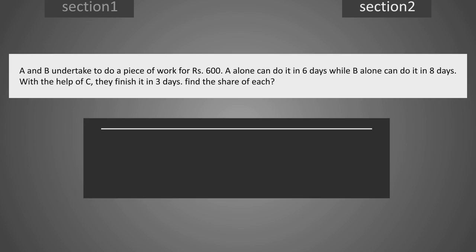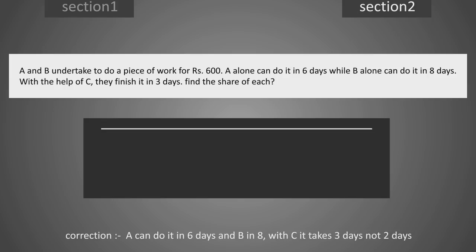A and B undertake to do a piece of work for rupees 600. A alone can do it in 4 days, while B alone can do it in 5 days. With the help of C, they finish it in 2 days. Find the share of each.